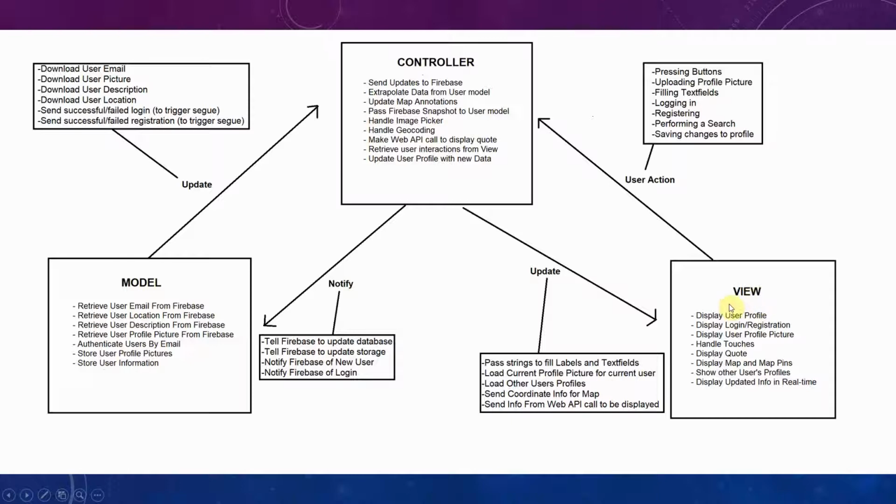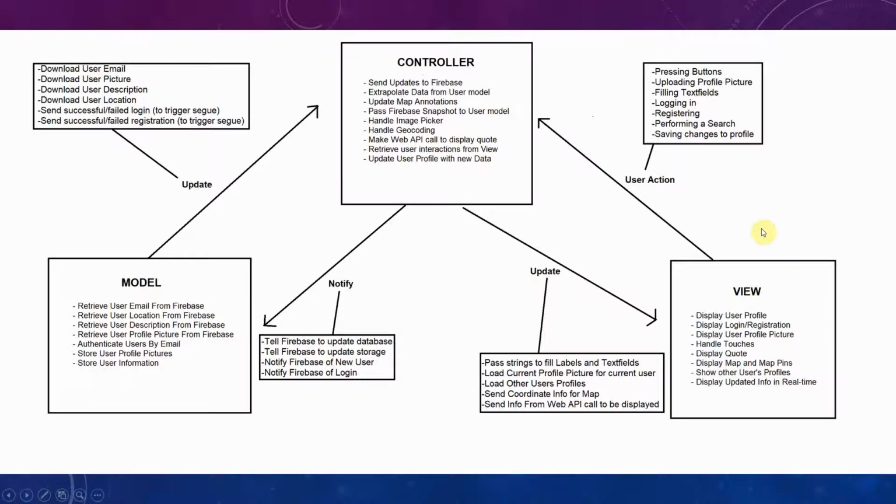And the way the view interacts with the controller is all the functions that a user performs. So if they press buttons, if they upload a profile picture, if they fill in a text field, they log in, register, perform a search, or save changes to their profile, all of that goes to the controller to be sent to the model. All that information is passed to the model, and then it's stored in the database, which can then be sent back to the view if the controller so requests to download it and then manipulate the data and pass it to the view.